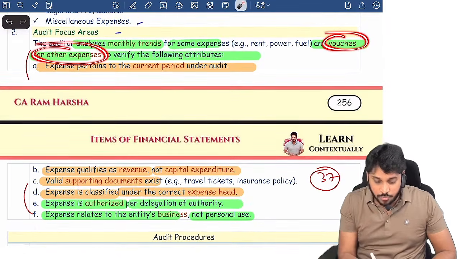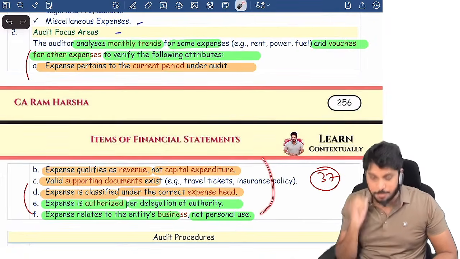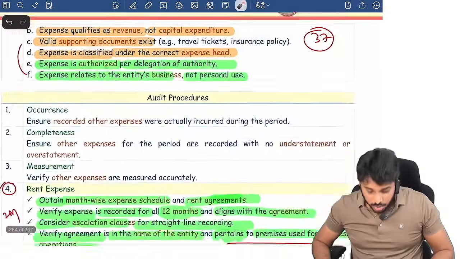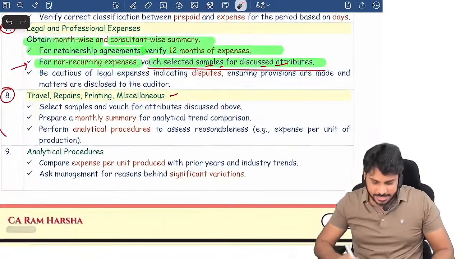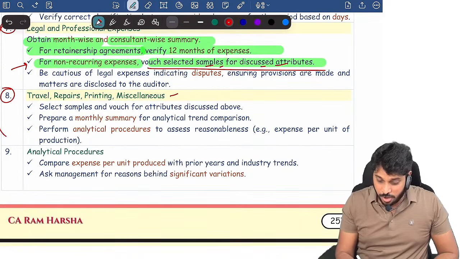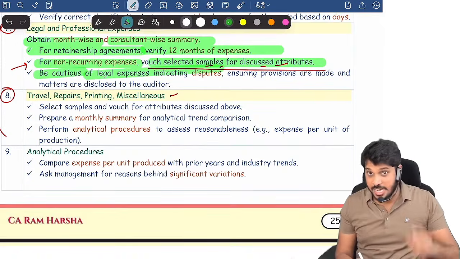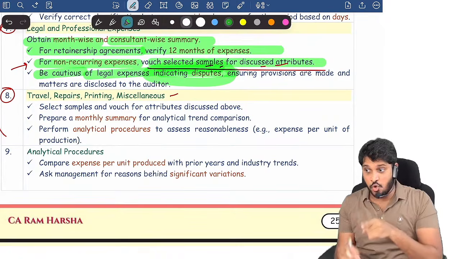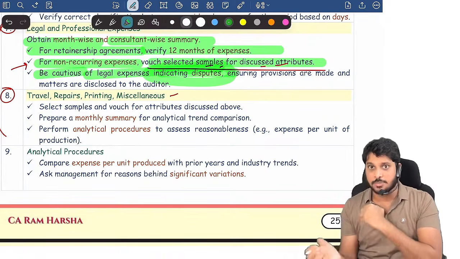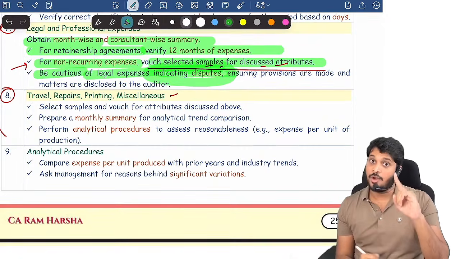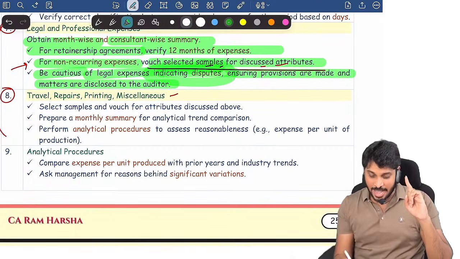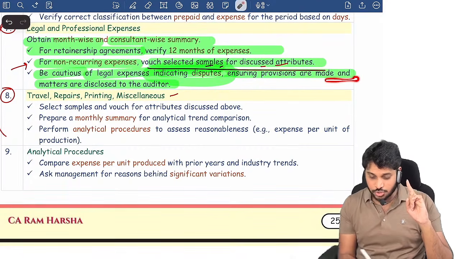We need to vouch various expenses to verify the following attributes. These are the attributes we test, guys. Clear? Next, be careful, because when you are checking legal expenses, you might get information about disputes, guys. You might get information about contingent liabilities, pending cases, litigations, where the company has to create provisions, and all these matters must be disclosed to auditors.